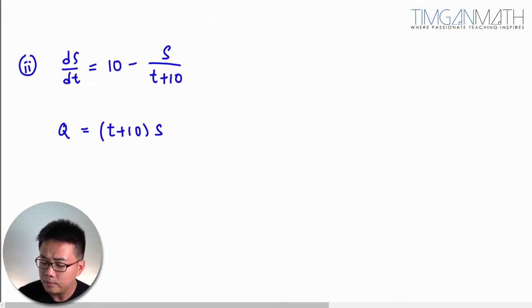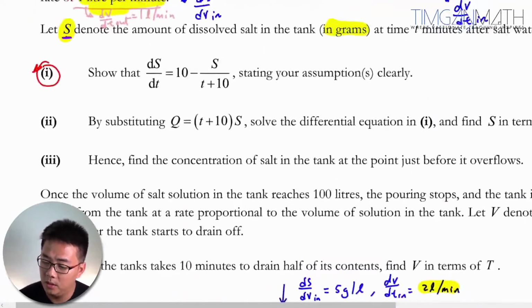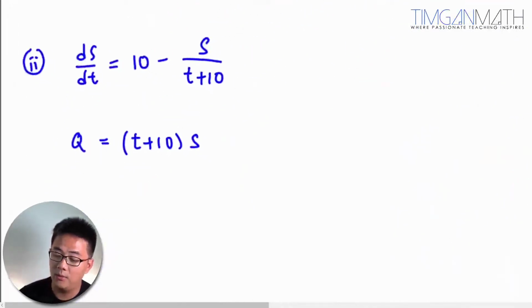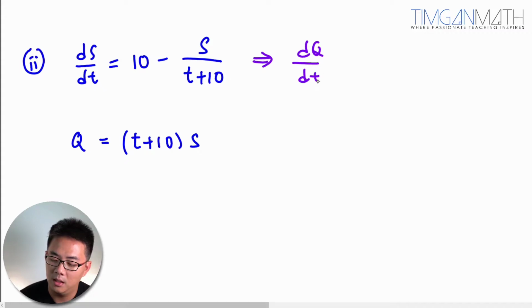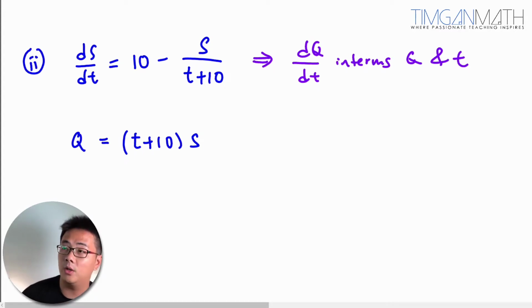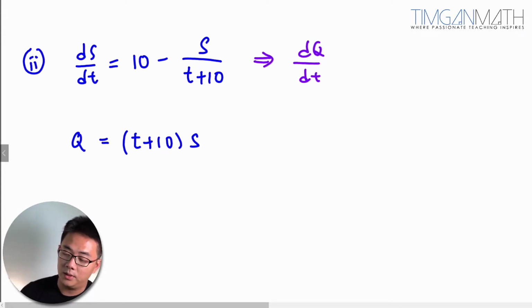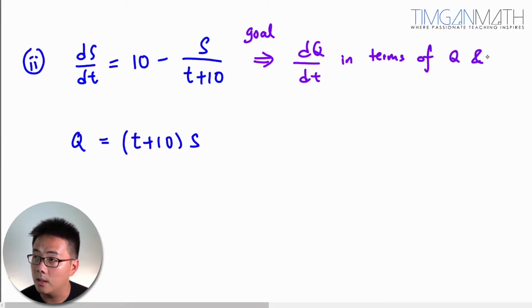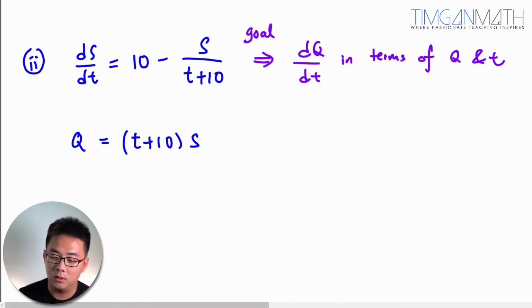So from here, what we're going to do is reduce this form and solve s in terms of t. Our main job here is to express dq/dt in terms of q and t. By substitution, our goal is to change ds/dt into dq/dt in terms of q and t. That's the whole goal. Basically you want to change it so that you are able to solve it. So I'm just going to solve this part here.